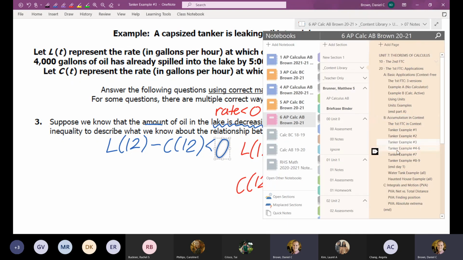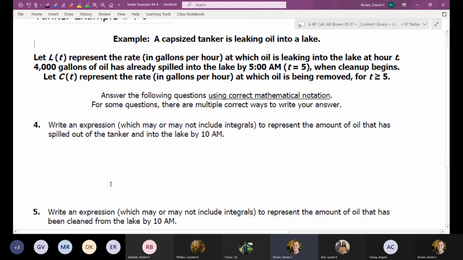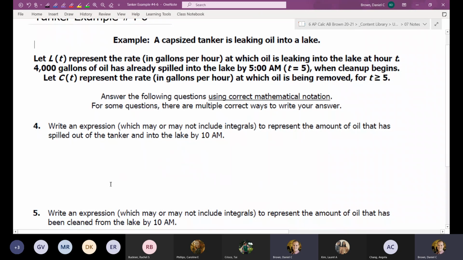Let's try number 4 through 6. Back to some more calculus type problems. Same problem situation. In example 4, I want us to write an expression to represent the amount of oil. So again, we're going to want an expression that represents an amount, this time that has spilled out of the tanker and into the lake by 10 a.m.